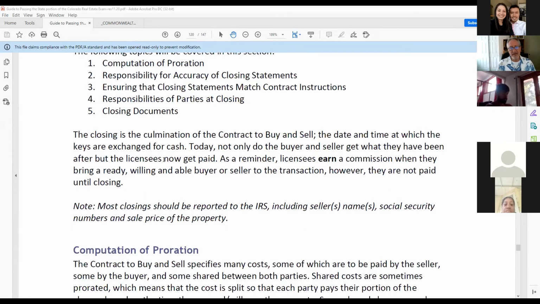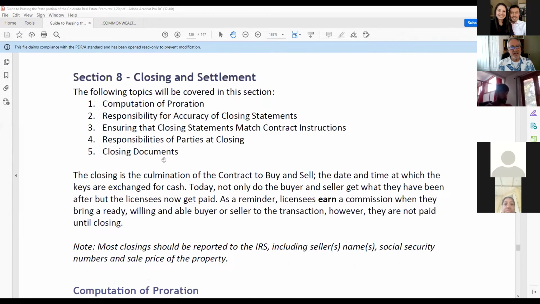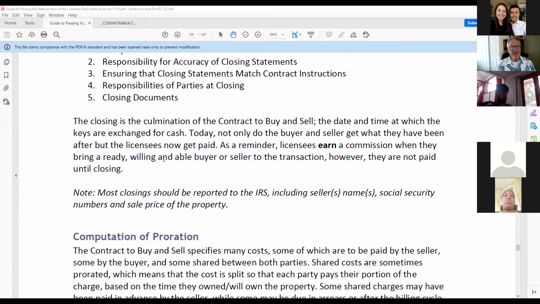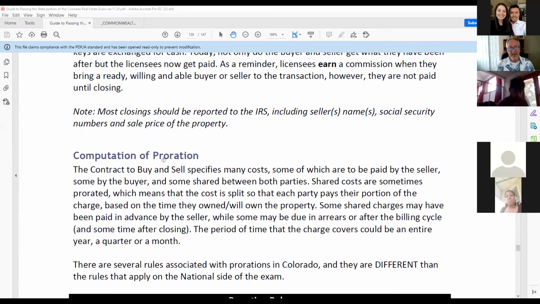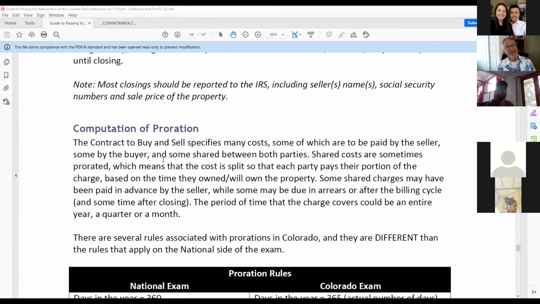Okay. Now we're going to go into closing and settlement. Here's where you do some proration, some math. Get your calculators out. This is the participation part. So my expectation is you're going to participate. Let's do some. I'm going to help you. We're going to have some fun with this, actually.